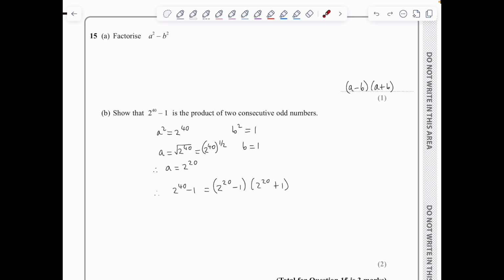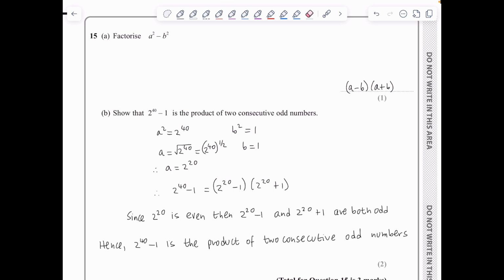Now it's easy to spot that 2 to the power of 20 is even, and therefore 2 to the power of 20 minus 1 and 2 to the power of 20 plus 1 are both odd, and therefore we conclude that 2 to the power of 40 minus 1 is the product of two consecutive odd numbers.